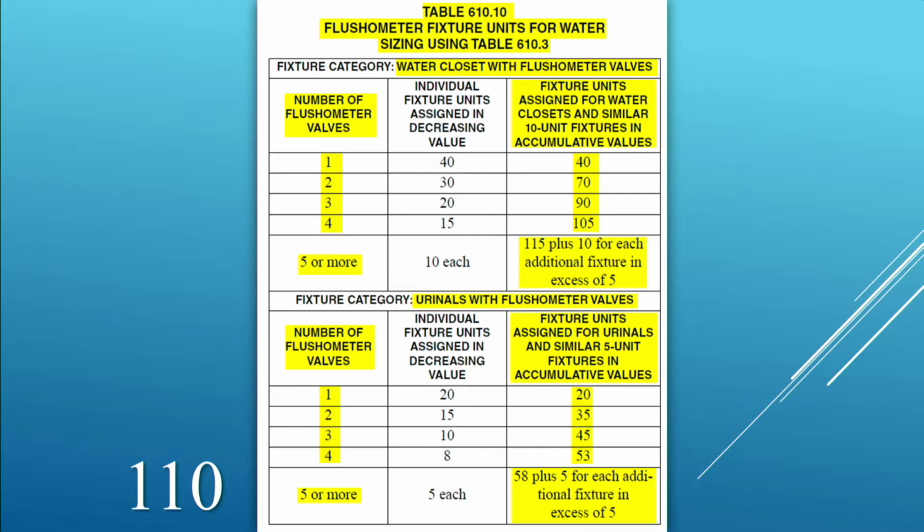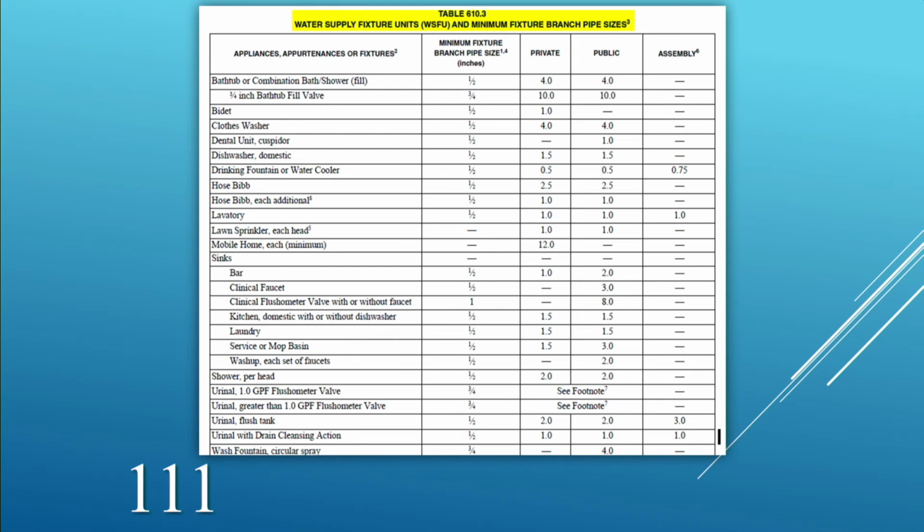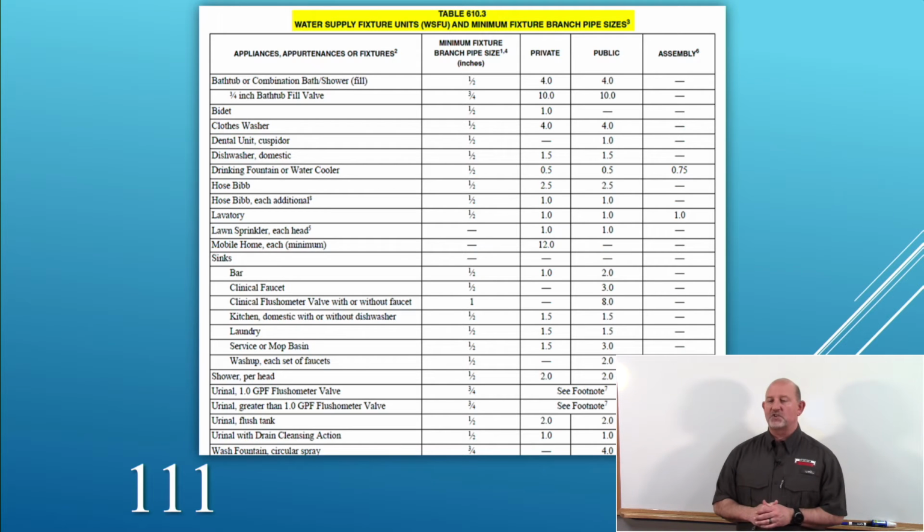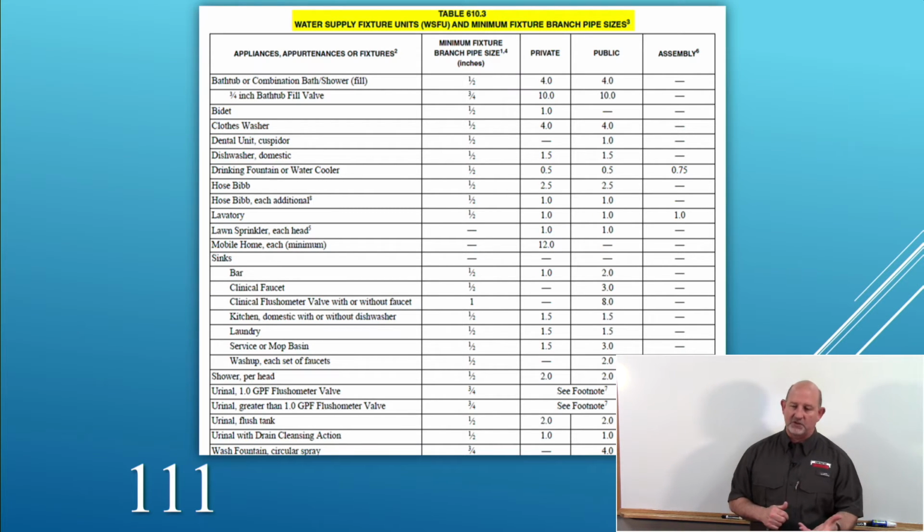Top of the table, fixture category, water closet with flushometer valves, 1, third column, 40 fixture units, right? Now, the reason I want you to see that is let's take a look at page 111. We've got this table 610.3, water supply fixture units, WSFUs and minimum fixture branch pipe sizes. We've already seen this table.